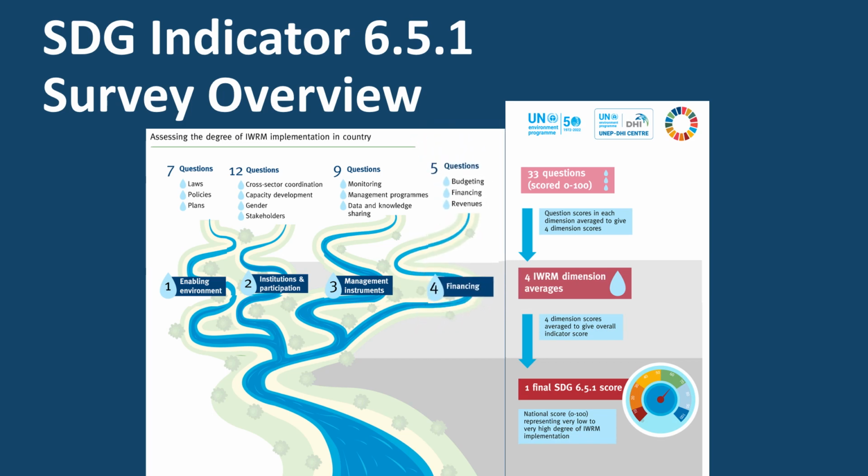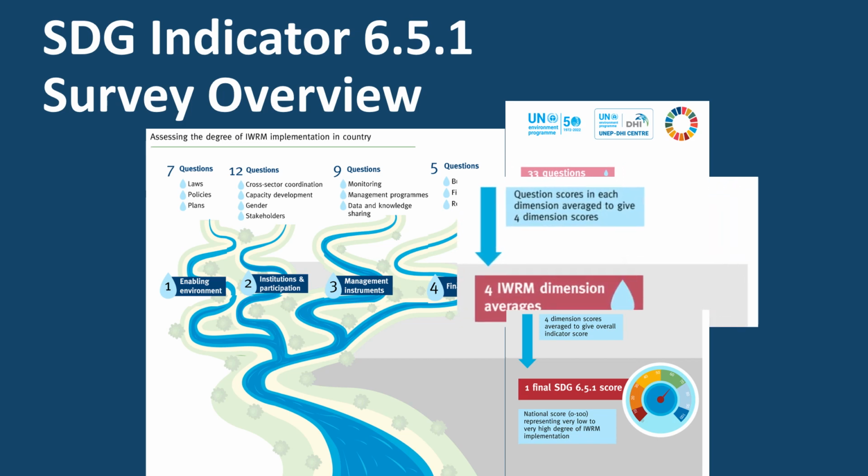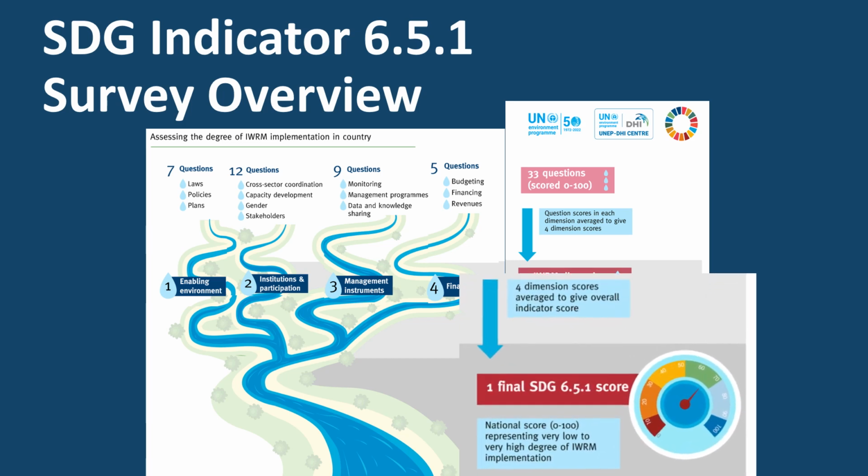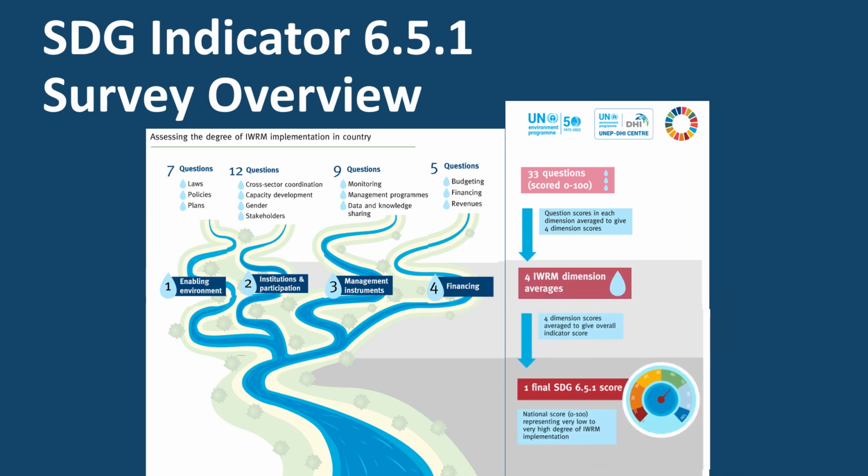On the right-hand side, we see an explanation of the scoring methodology. Each question receives a score out of 100. The 4 dimension averages are calculated by averaging the question scores for each section. And the final indicator score is calculated by averaging the 4 dimension scores.